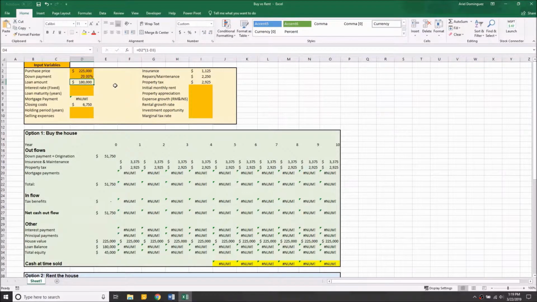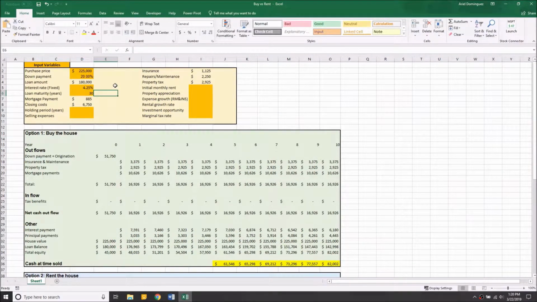The loan amount will just be the amount that you're borrowing from the bank. The interest rate, we're going to go ahead and give it a 4.25% interest rate. And then the loan will be a 30-year fixed mortgage. And the mortgage payment will be $885. That's just taking the information from above and using the payment function. Now, next we have the closing costs, and typically the closing costs will be around 2 to 5% of the sales price. So I went ahead and did 3% of the purchase price.